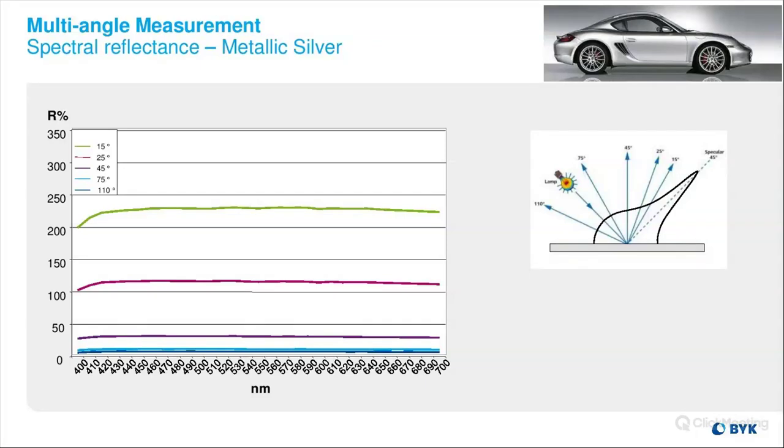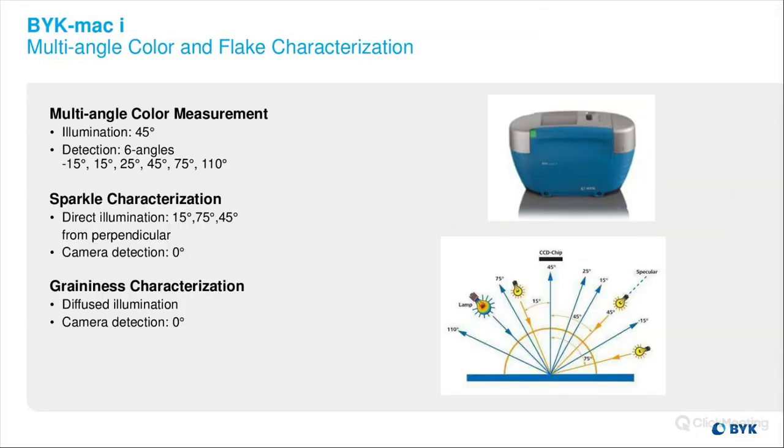And so obviously with these graphs here, we see that now there's a need to also measure color at multiple angles. So that's where the BYK-mac eye comes in, and this instrument can measure color at those multiple angles, but it also has the ability for flake characterization. What we mean by that is sparkle and also a graininess effect. So again, the instrument measures color by illuminating at 45 degrees. It's kind of the standard.